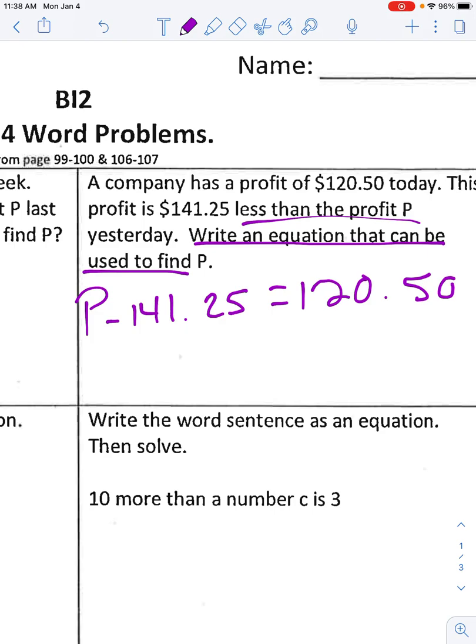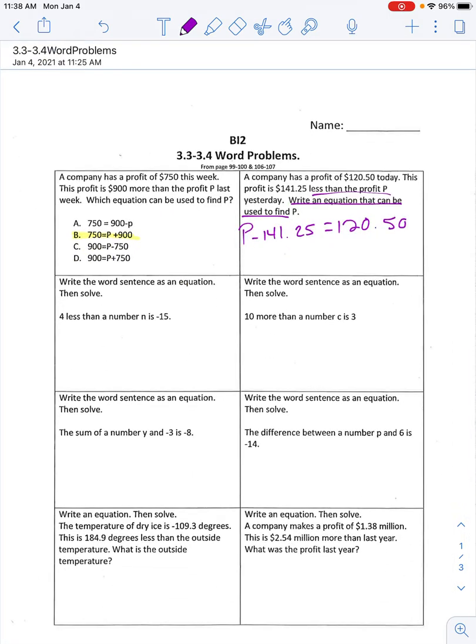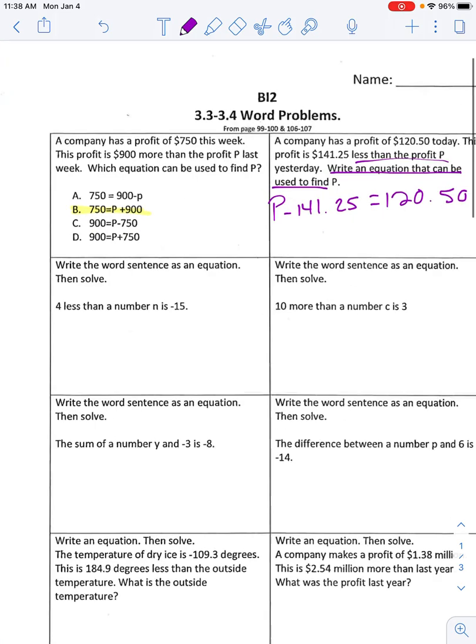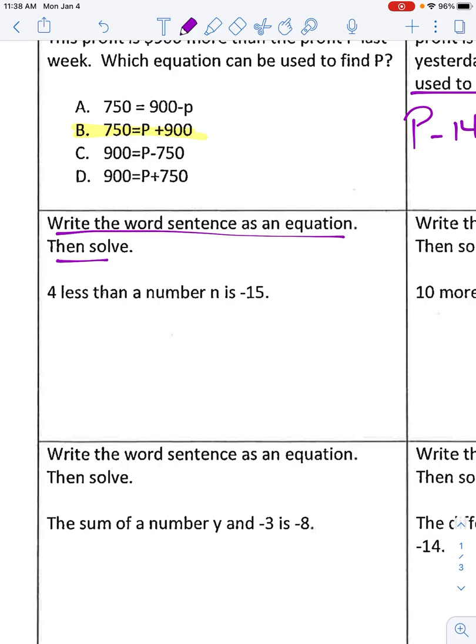So it was 141.25 less than yesterday, so yesterday's profit would come first, so we're not sure what that is, so that's where you'll throw the variable P. So P minus the 141.25. Okay. I'm pretty sure the rest of these you have to write the equation and then solve. Okay, so when we're taking the test, you're going to get a point for writing it correctly, write it as an equation, and then solving it another point. Okay. Again, use those clue words.